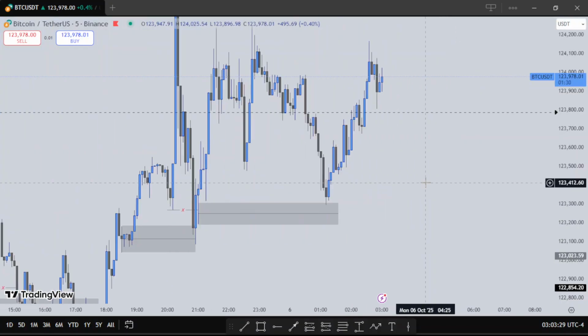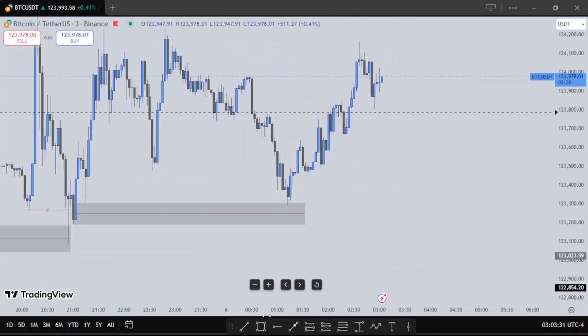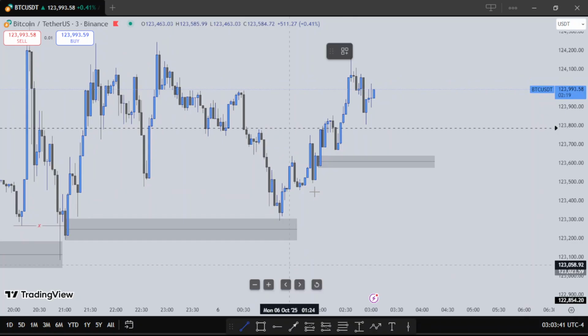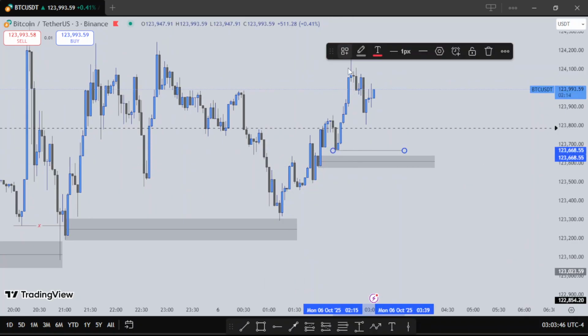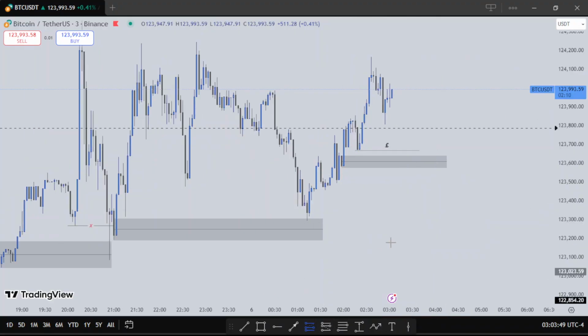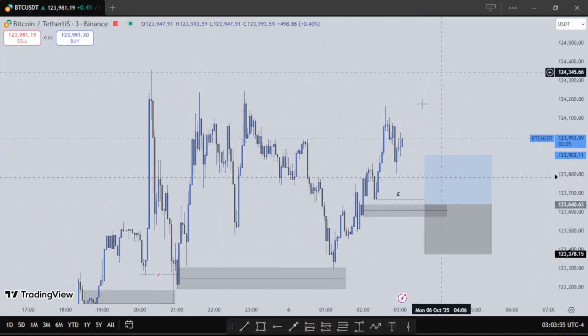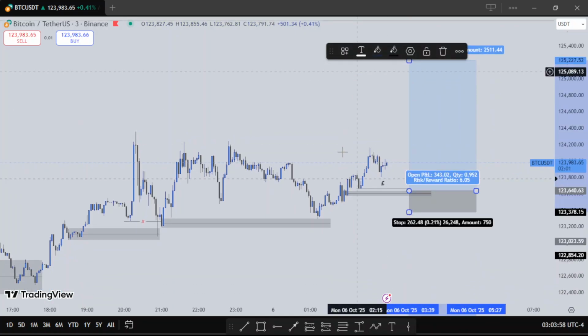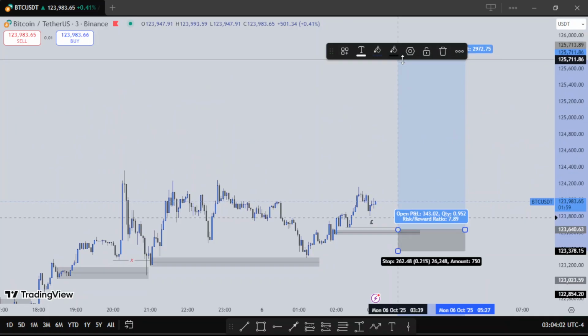So what I'm trying to do now is enter at the base of this order block with this liquidity right here, and I will still aim for the overall high on BTC, which is this.